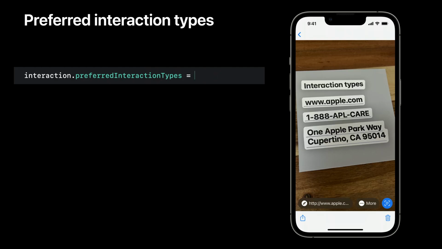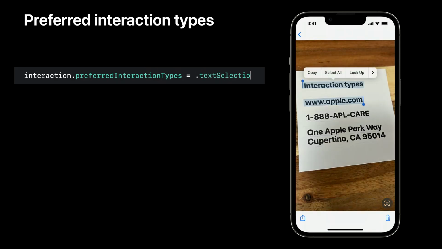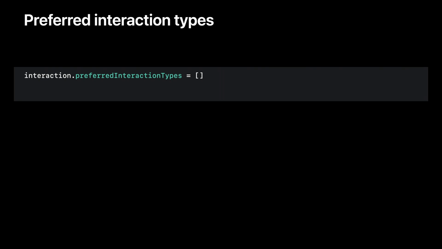If it makes sense for your app to only have text selection without data detectors, you may set the type to text selection and it will not change with the state of the Live Text button. If, however, it makes sense for your app to only have data detectors without text selection, set the type to data detectors. Note that in this mode, since selection is disabled, you will not see a Live Text button, but data detectors will be underlined and ready for one-tap access. Setting the preferred interaction types to an empty set will disable the interaction.